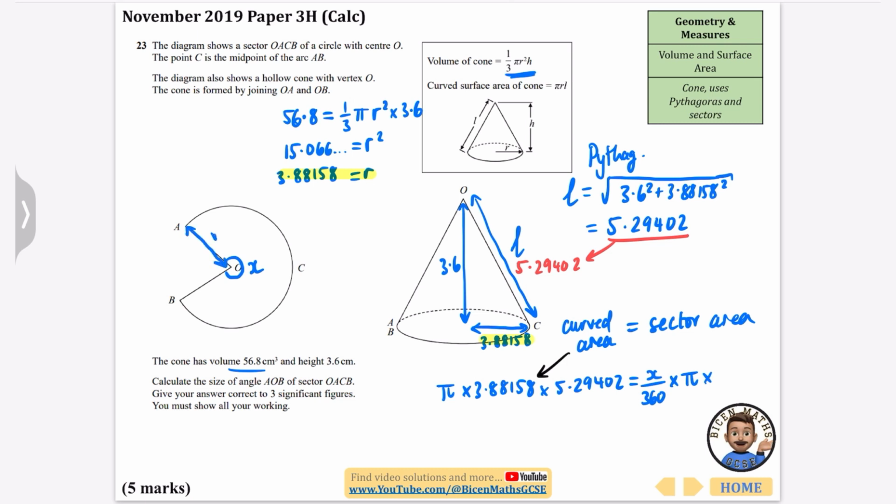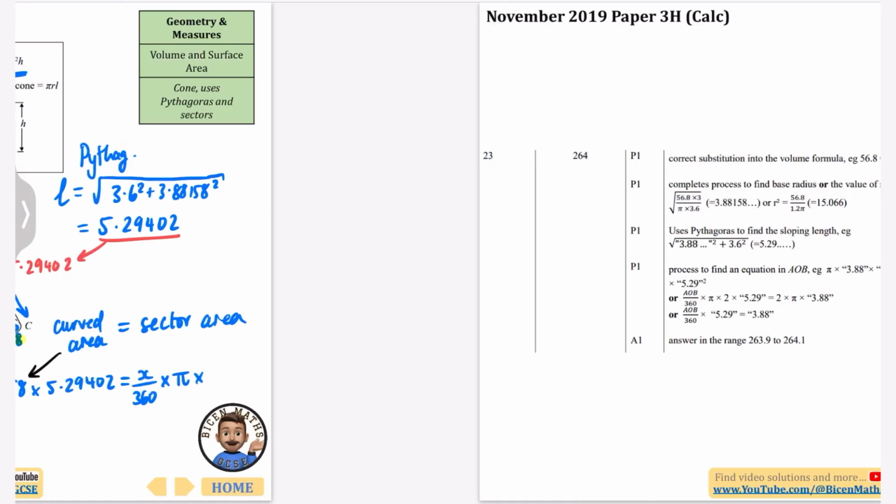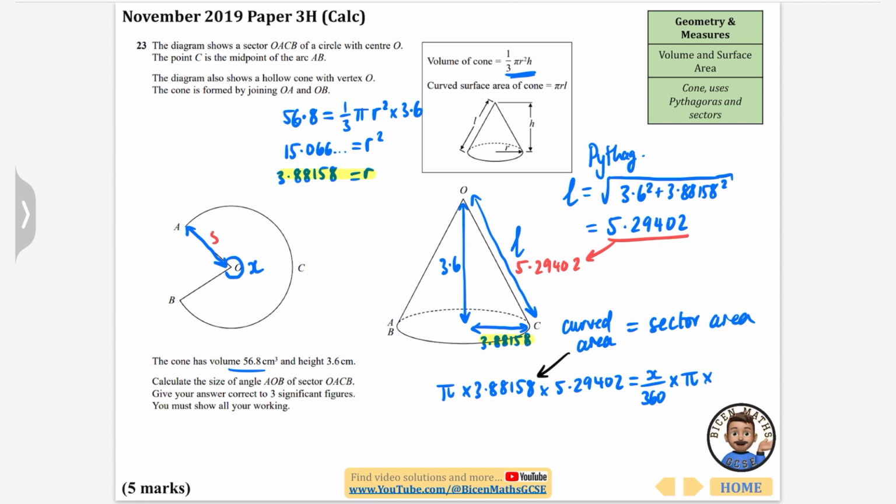Now the radius of this circle is going to be the length between O and A, which is actually this slanted part that we've got. So I'm not going to call it the radius. I'm actually going to say that it is my 5.29402. That radius here, this slanted part, is this part that we've got. So if I just put that into the equation that we have, that's 5.29402 squared.